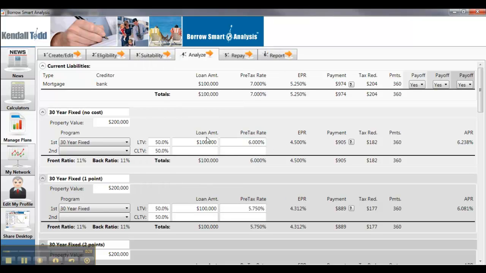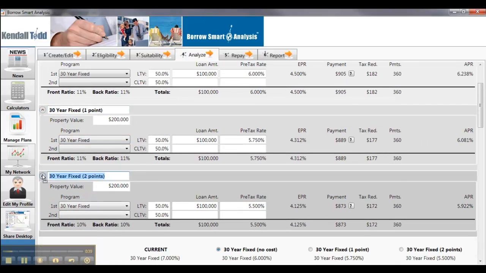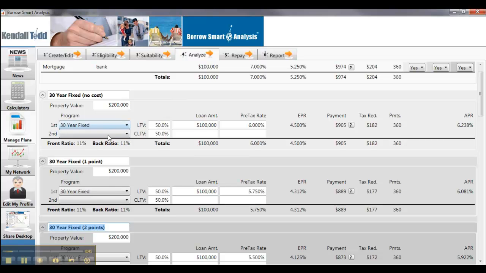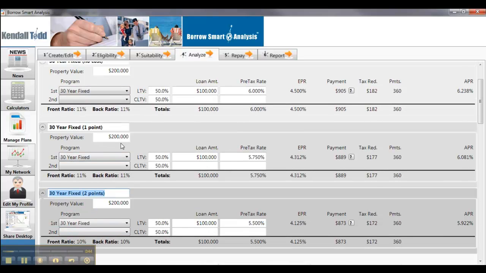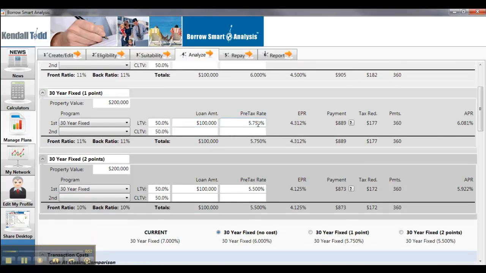And what I've done is I've just expanded the three programs on the scratch board. I've got a 30-year fixed at no cost that I've put here in the first one, a 30-year fixed with 1 point, and a 30-year fixed with 2 points. I've got a 30-year fixed for each because I want to compare the same product with just a different rate structure. Loan amount's 100,000. I put 6% in this one, 100,000 and 5.75 because there's 1 point being paid here, and 100,000 with 5.5% because I'm paying 2 points here.